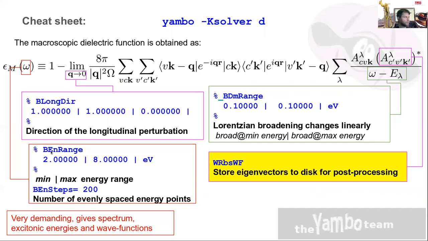And here you determine the energy range of the frequency, as a step, as I said, the number of steps, the broadening of the peaks here. And in particular, I highlight this input variable, which tells the code to store the eigenvectors to disk when you perform the calculation. Now, the diagonalization solver is, of course, very demanding. It will give you the full spectrum, but also the excitonic energies and the wave functions, which you can later analyze.